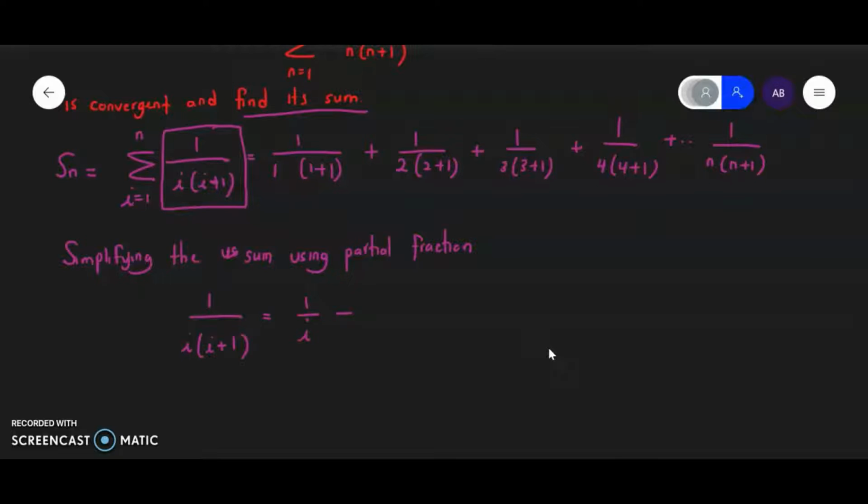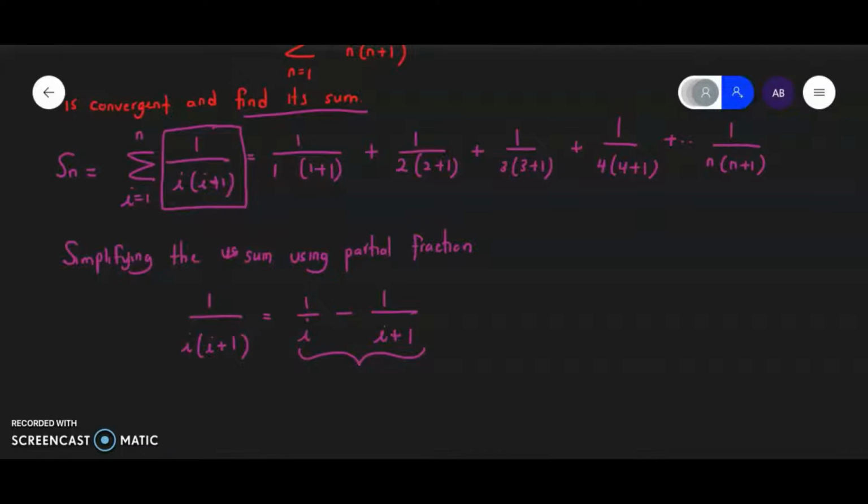Okay, how do we do this? Let me just write it down. So what's the partial fraction here? Is it minus 1 over i plus 1? Is this correct? Let me do a quick check.